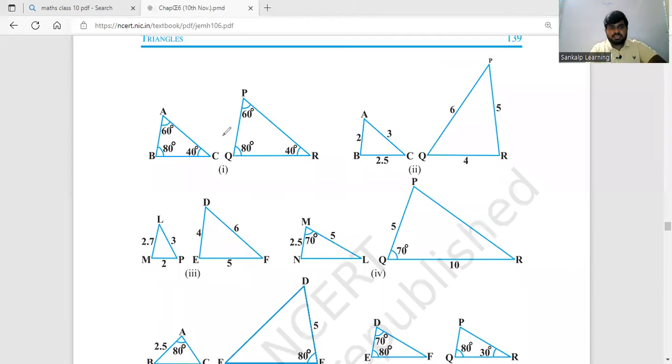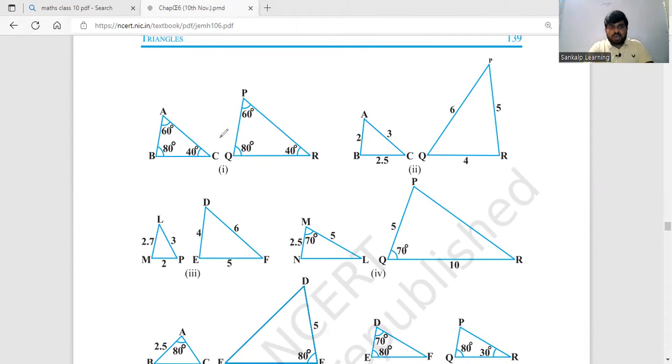Now, in the first case, we have been given triangle ABC and triangle PQR. Before trying to check whether the triangles are similar or not, let's recall the important criteria which we did right now. That is, AAA criteria is one thing, SSS criteria is one thing, SAS criteria is another thing. Totally, we have 3 criteria which can be used to prove the triangles are similar. On that note, let's start the first question.